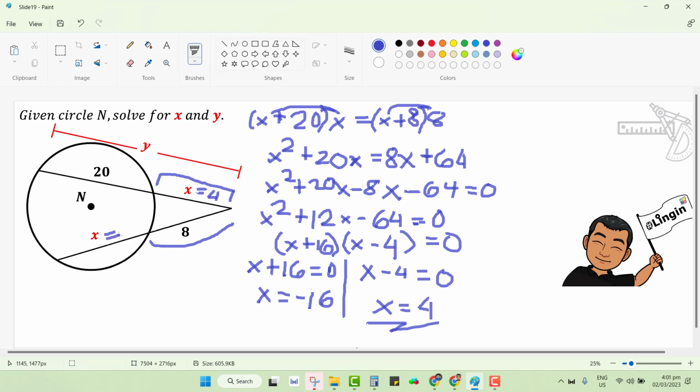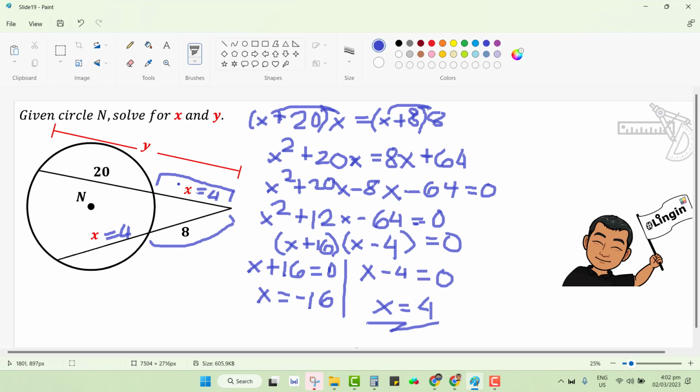This is also 4, though the figure is not really accurate, but let's check whether our answer is correct or not. Let's multiply the value of the entire secant segment. So 20 plus 4 is 24. Multiply it by 4. 24 times 4 is 96. On the other side, since this is 4 plus 8, you will have 12 times the exterior segment. 12 times 8 is 96 as well. This is correct. The value of x is 4.